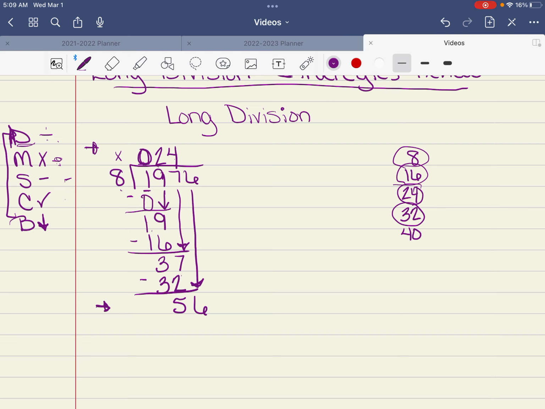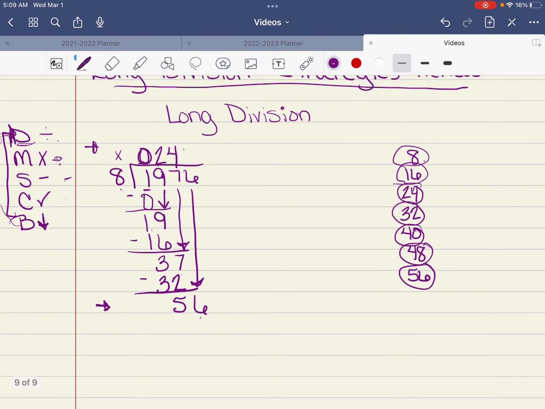So now I got to figure out, I just brought down, so what is my next step? I'm back to divide. So how many times will 8 go into 56? Well, let me keep going with my list over here. 48, 56. Oh, there it is exactly. How many groups? 1, 2, 3, 4, 5, 6, 7. Because 8 times 7 is 56. So I'll put my 7 right up there.